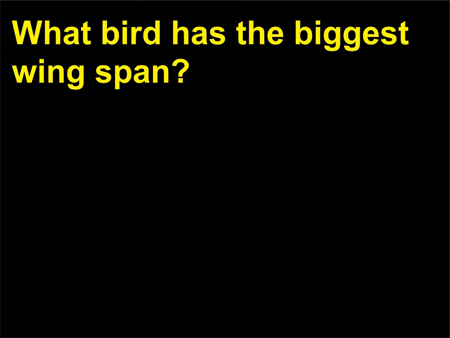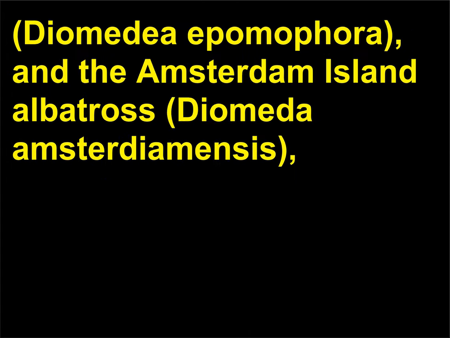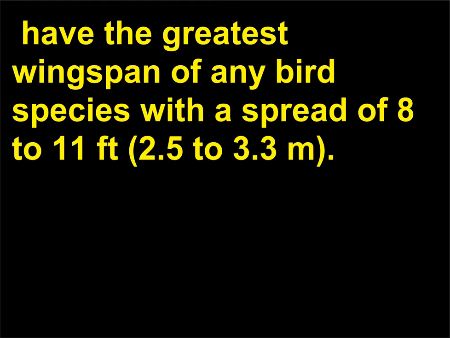What bird has the biggest wingspan? Three members of the albatross family, the wandering albatross, Diomedea exulans, the royal albatross, Diomedea epomophora, and the Amsterdam Island albatross, Diomedea amsterdamensis, have the greatest wingspan of any bird species with a spread of 8 to 11 feet, 2.5 to 3.3 m.